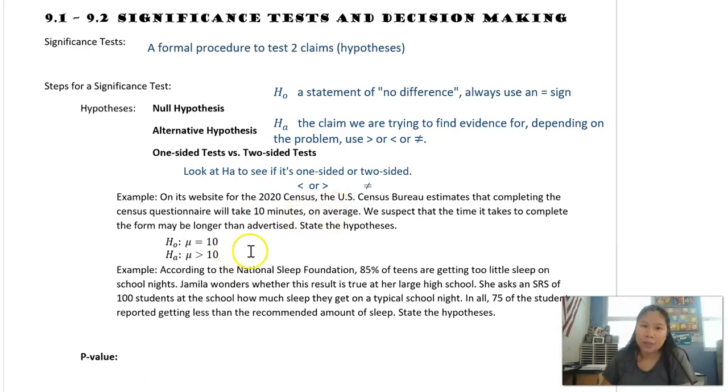So our full hypotheses are going to look like this. H0, we're going to use the little colon to tell people what the null hypothesis is. The true mean, the mu symbol, is equal to 10. So 10 minutes on average is what we're saying in the problem. Our alternative hypothesis, our actual claim that we're trying to find evidence for, is that the true mean is greater than 10, or that we're taking longer than 10 minutes to complete the census questionnaire.